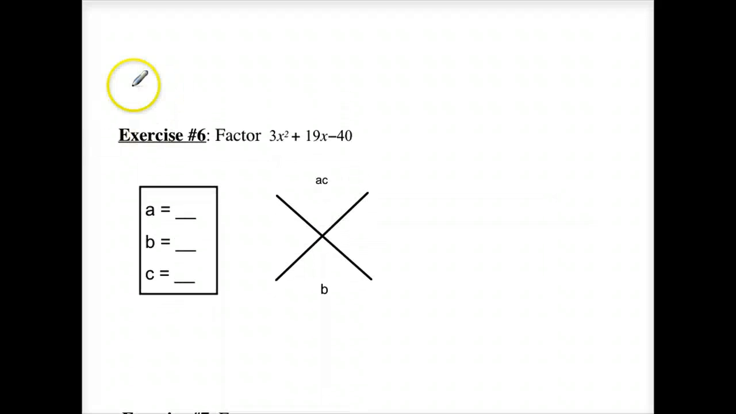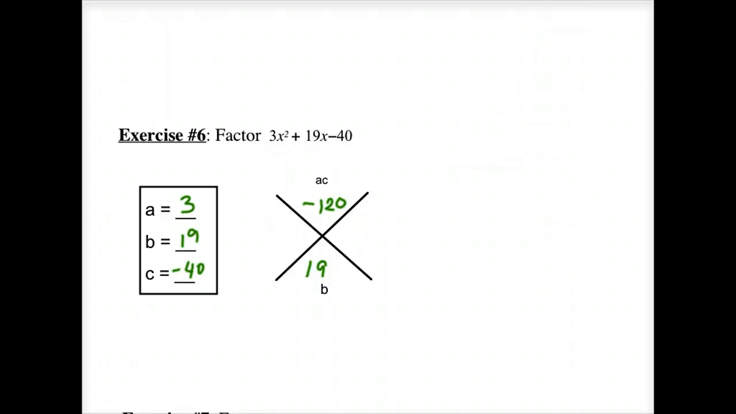Let's try one more. Exercise 6. Is it standard form? Yes, it is. So my a is 3, my b is 19, and then my c is negative 40. So a times c, 3 times negative 40, is negative 120, and then 19 at the bottom.